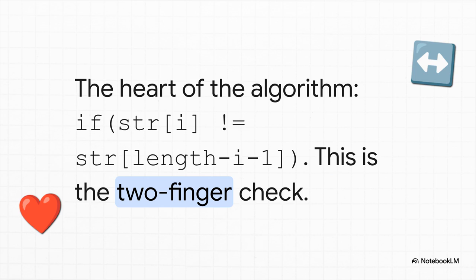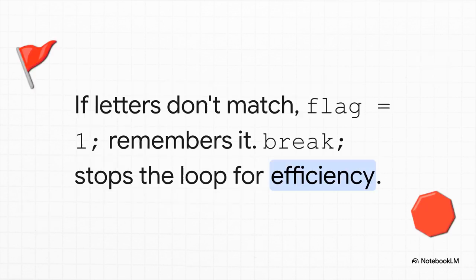And this is the heart of the whole thing, the magic. This one line of code is the two-finger algorithm. str[i] is our left finger, starting from the beginning, and str[length - i - 1] is our right finger, starting from the end and moving backward. This if statement is simply asking, are these two characters not the same? So what happens if they're not the same? Well, we immediately raise a flag.